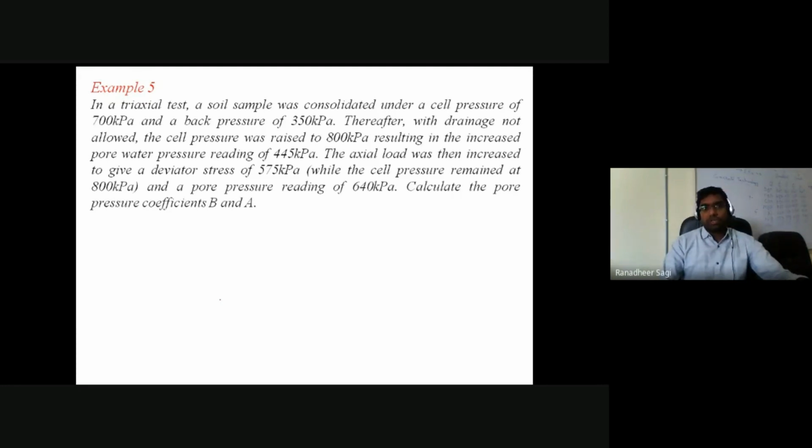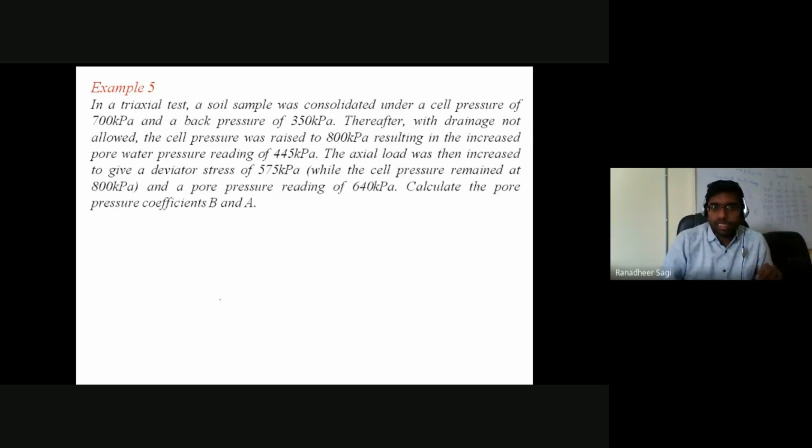Calculate the pore pressure coefficients B and A. That's nothing but Skempton's pore water pressure coefficients B and A parameters that we are required to calculate. So what is the data that is given to us in the problem, and what are those certain terms which are something new or which we may not be understanding?